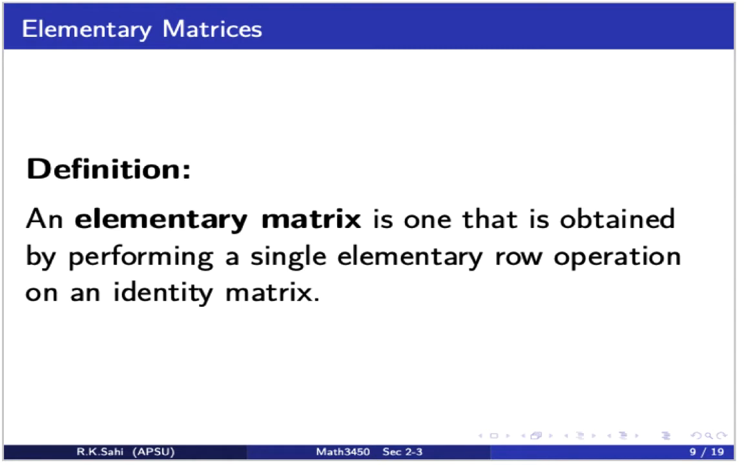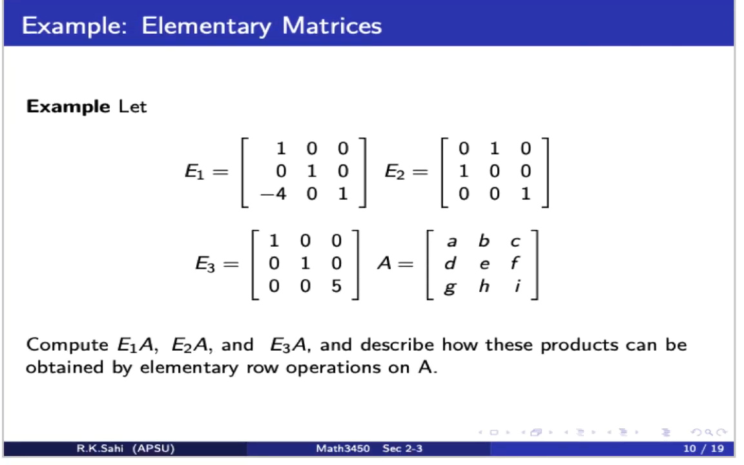So what's an elementary matrix? An elementary matrix is one that is obtained by performing a single elementary row operation on an identity matrix. That's it. One single elementary row operation on an identity matrix. Okay, let's look at some elementary matrices.